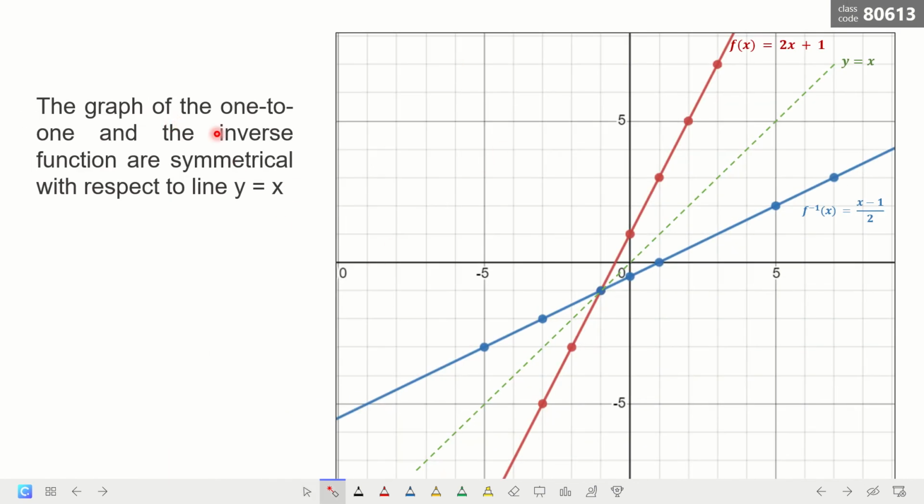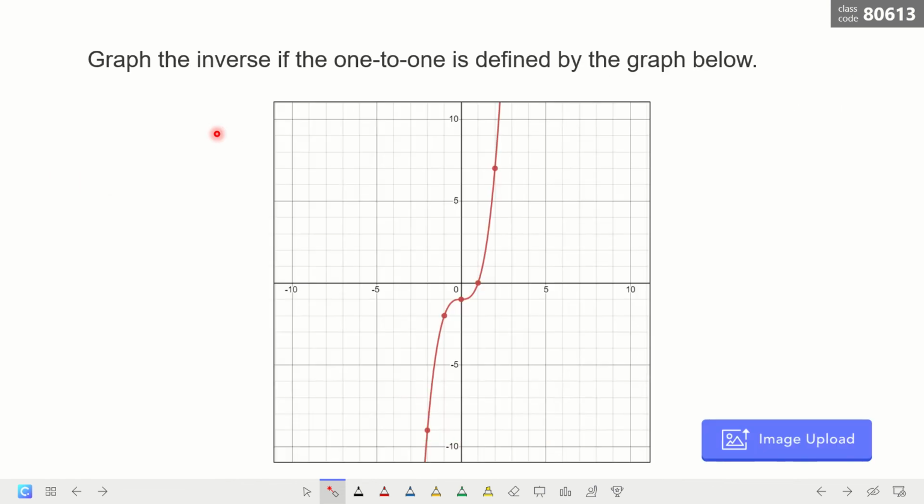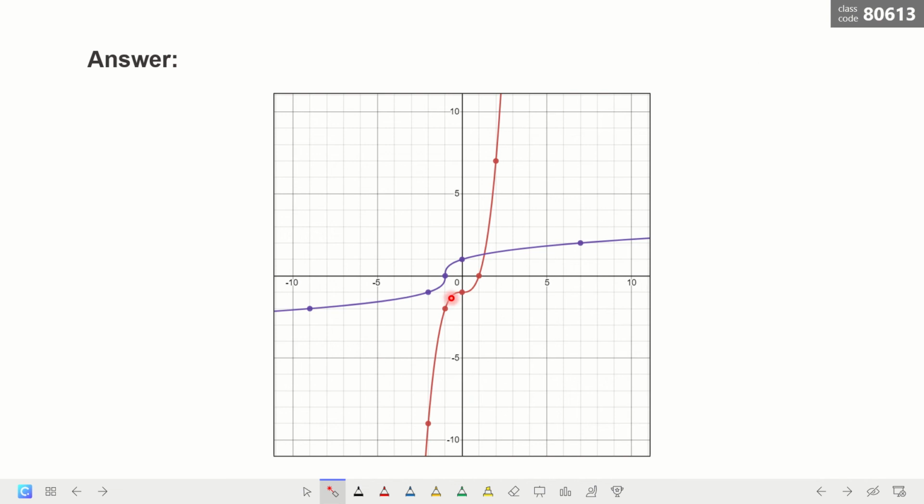So, the graph of the one-to-one function and its inverse function are symmetrical with respect to the line y is equal to x. Okay, so try to graph the inverse of this given graph. Given this graph, try to draw the inverse of this. You may pause and then go back after you answer so you can see the answer. So, if we graph the inverse of this given function, then we'll get this one.